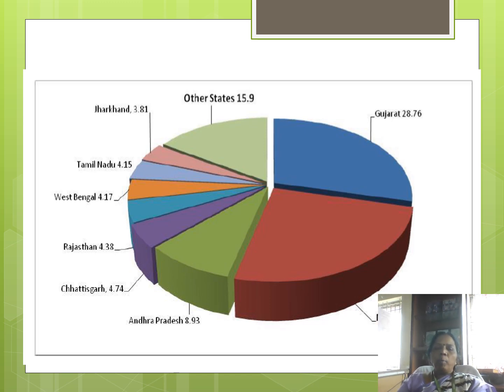So when you look at the waste generated by various states in India, in Gujarat it is around 28.76, in Andhra Pradesh it is 18.93, and in West Bengal it is around 4.71. All values are in tons per year.